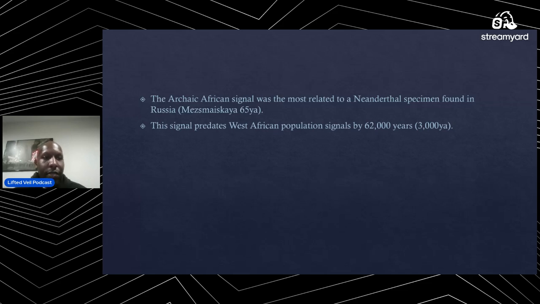Again, this signal predates West African population signals by 62,000 years. I'm just pointing that out to keep it in perspective of different African related signals. Everybody wants to associate everything with a West African signal, but there is something more. There are African signals more ancestral to West African populations. Just putting that out there.